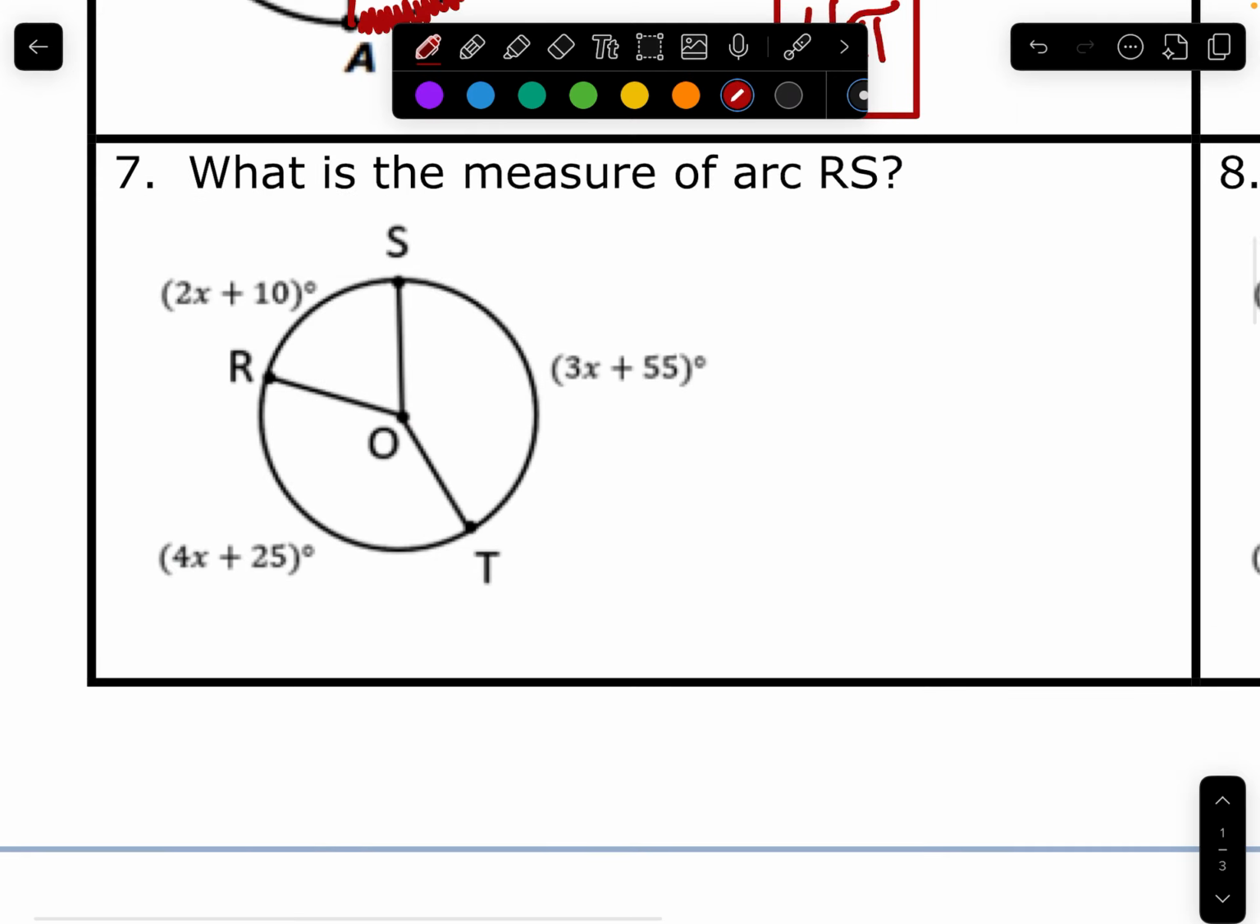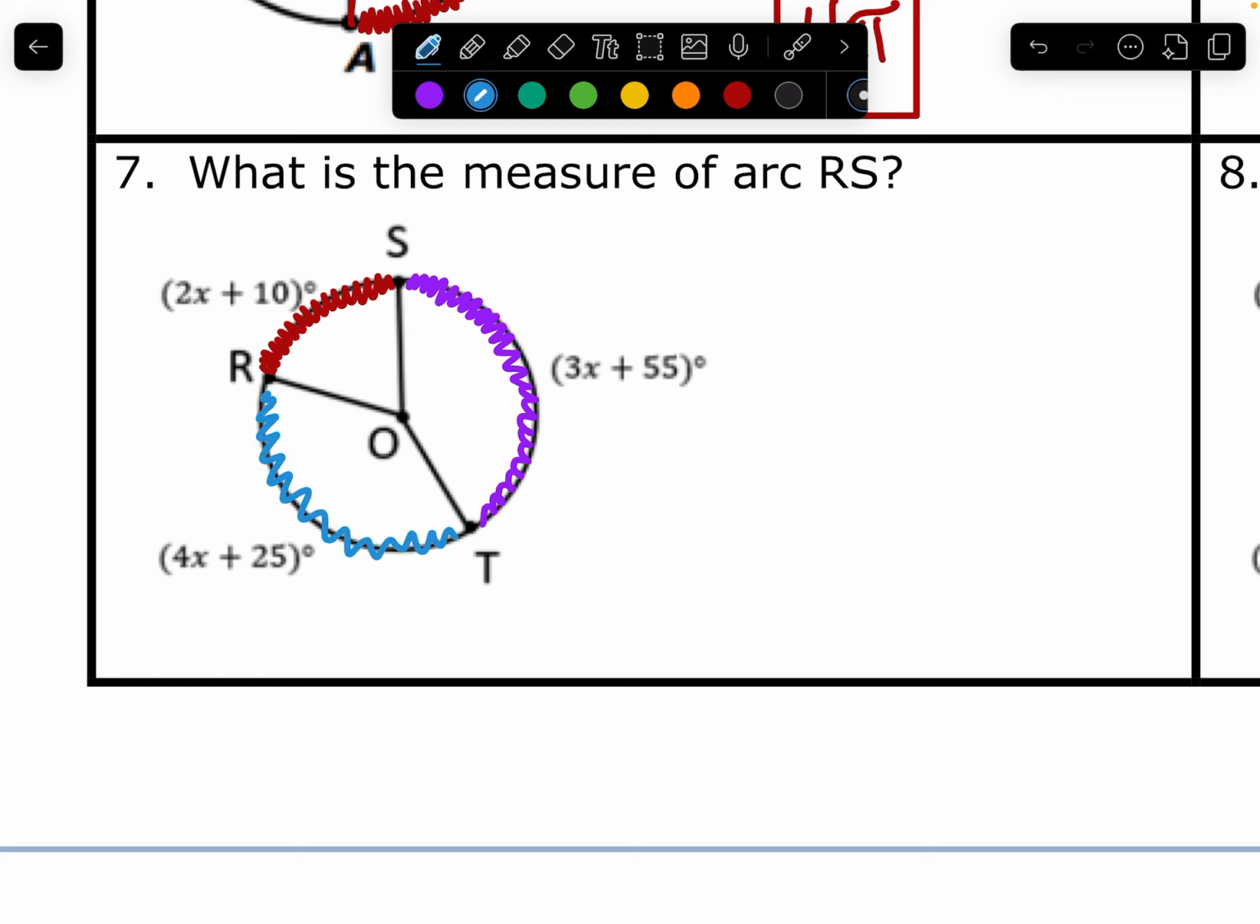Number 7, what is the measure of arc RS? We don't know anything except that RS is 2x plus 10, which means we need to solve for x. How are we going to solve for x? We have to use the other arcs to solve for x. So we're going to need to use all of this. We're going to set up an equation with all of that: 2x plus 10, 3x plus 55, and 4x plus 25. And if you notice, they all add up to 360 because they all make up a full circle together.